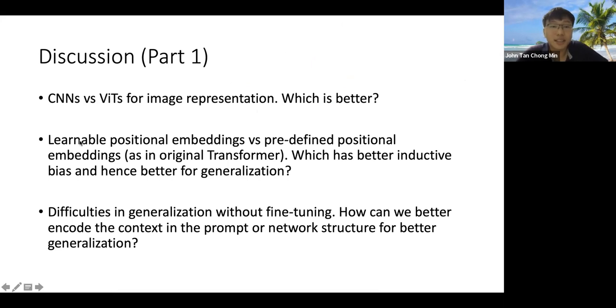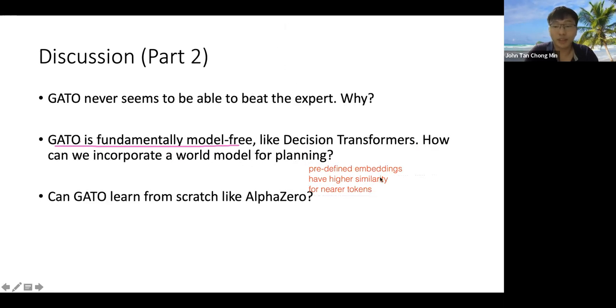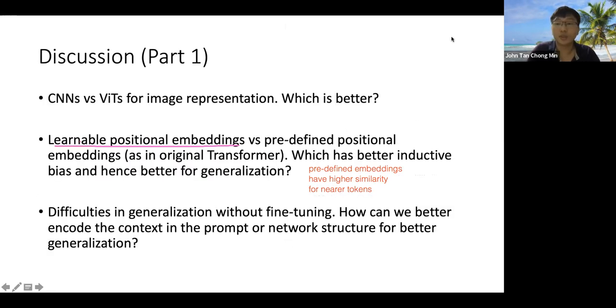Then the second thing is about the learnable position embeddings. This one is something that I feel they did wrongly. We should actually use the predefined embeddings, because the predefined embeddings have higher similarity for nearer tokens, which is something that helps to boost generalizability, I believe. If you have anything to add, you can just say. If not, I will just continue.